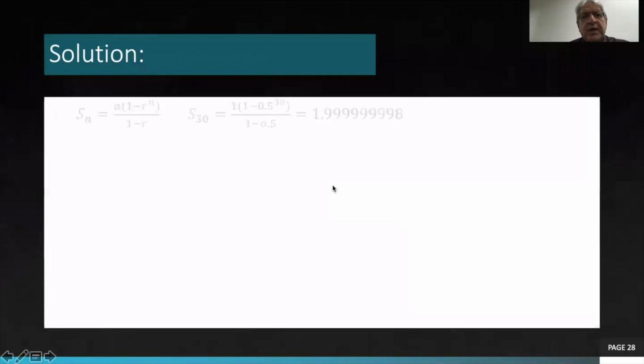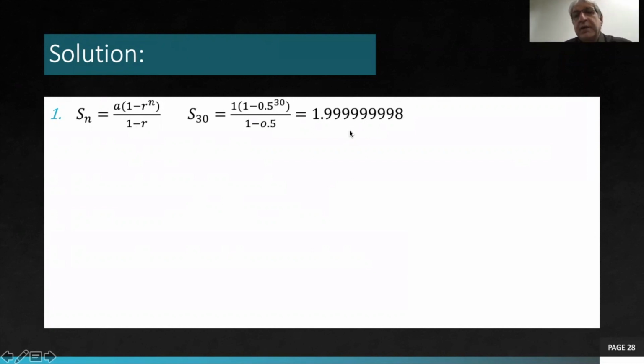We know the formula, Sn is equal to a times (1 minus r to the power of n) over (1 minus r). You want 30 terms, so if you substitute 30, you are going to get this number. Therefore, 1.9999, very close to the number 2. Now let us see what the sum to infinity is. Sum to infinity means a divided by 1 minus r. Therefore, a is 1, r is 0.5. Just substitute, you're going to get 2. That means the sum to infinity is 2.